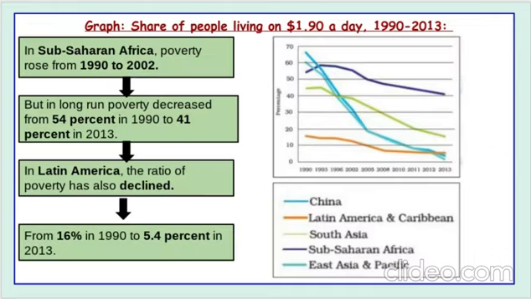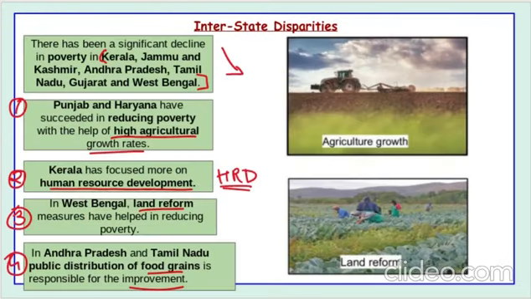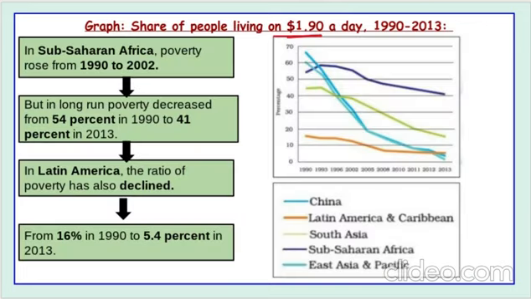Now a graph. Let's understand a graph showing the share of people who live on $1.90 a day, 1990 to 2013. Now why are we taking $1.90? Because that was the minimum amount as said by the World Bank. If you look carefully, the World Bank has said that poverty means living on less than $1.90 per day. So that's why we are considering the same here.